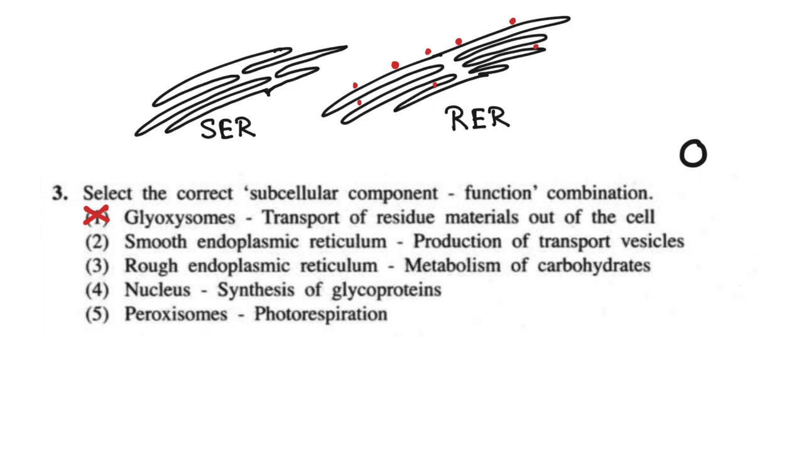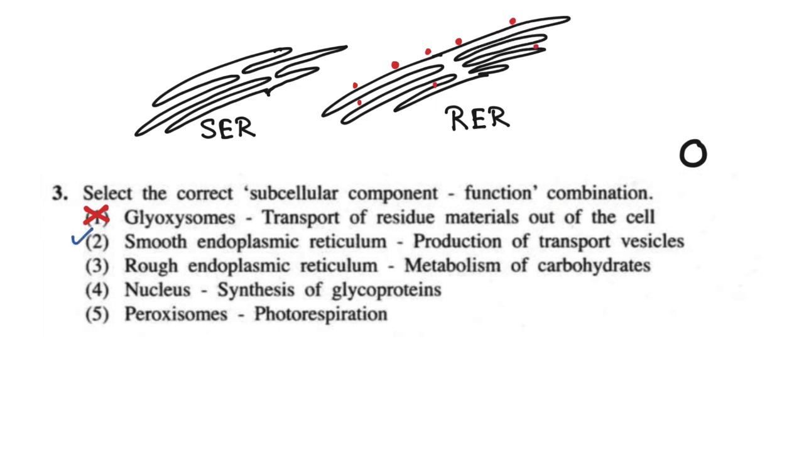So the second answer, smooth endoplasmic reticulum, production of transport vesicles. Yes, they do that. They synthesize lipids like oils, steroids, and phospholipids, and they produce transport vesicles to transport within cells. So they produce vesicles. So second one is correct.